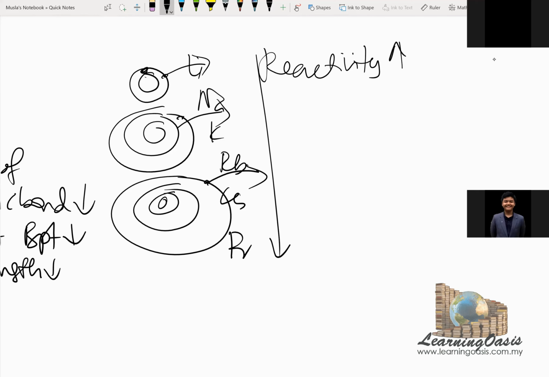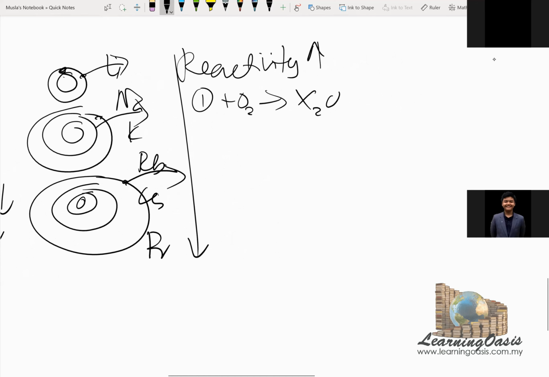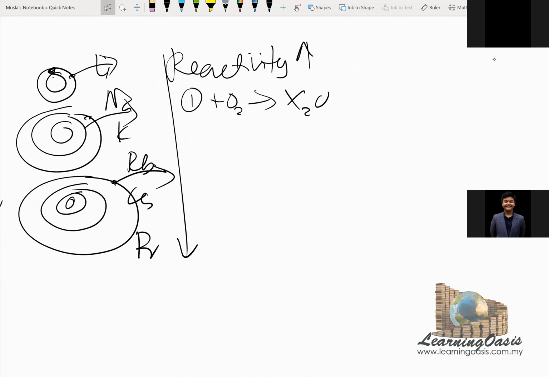So the most reactive will be francium. If you do this in school, you notice that all group 1 elements react violently with oxygen. It combines with oxygen to form oxide. What color is the oxide? If I give you sodium oxide, potassium oxide, rubidium oxide, cesium oxide, francium oxide, what is the appearance? White solid. Is it powder or crystal? It's white powder.